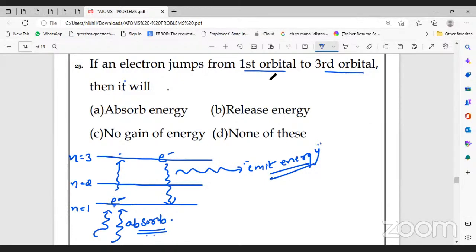So now they are clearly mentioning that the electron is going to jump from the first orbital to the third orbital. Then should it absorb the energy or release the energy? Yes, when it goes from a lower orbit to a higher orbit, it should absorb the energy. So option A is the right option. When it comes from a higher orbit to a lower orbit, then it has to release the energy. No gain in energy means the electron is itself in the same state, same orbit.